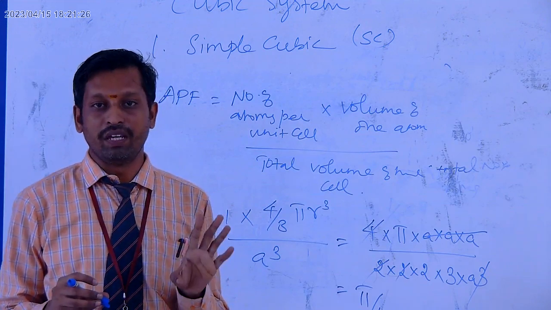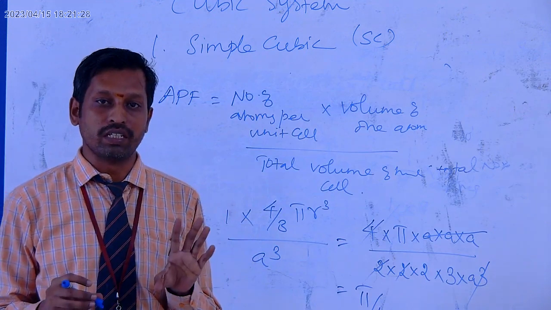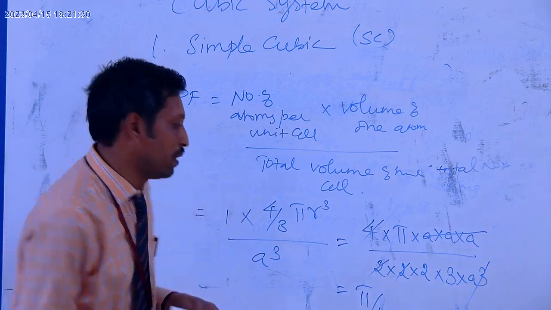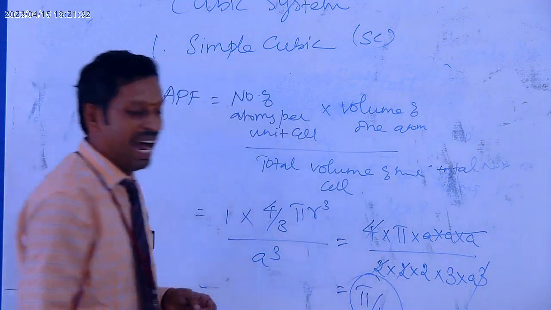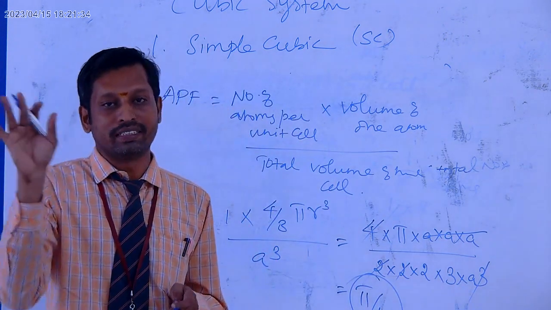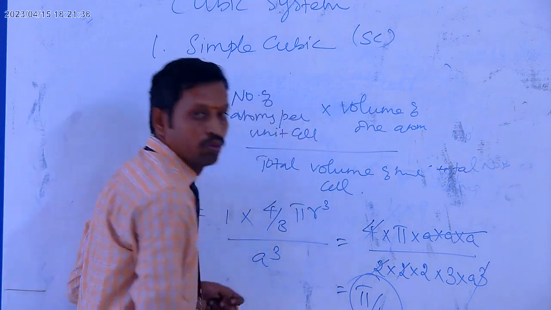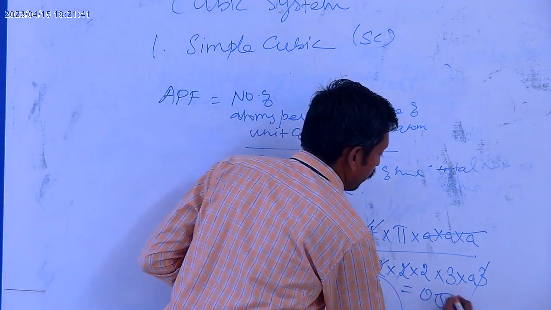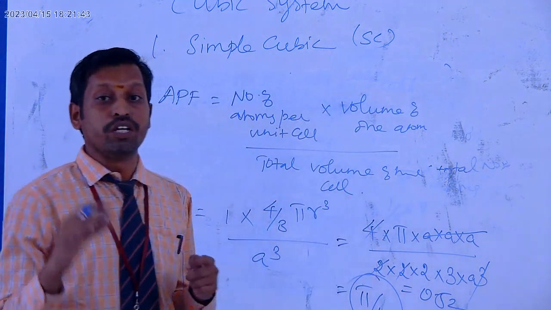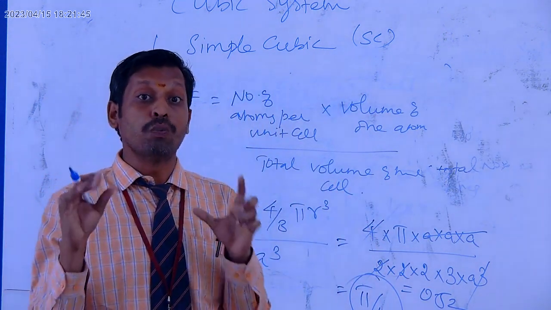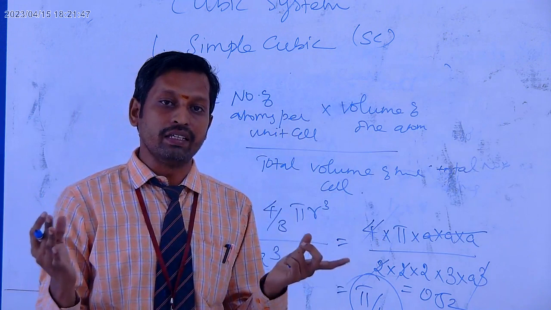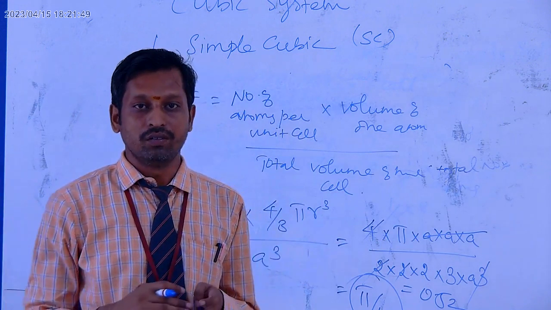Then APF for simple cubic structure is pi by 6. This much amount of atoms are occupied in that structure. If we solve, we get nearly 0.52. That means 52% of atoms occupy that structure. The remaining space is void. Okay, thank you.